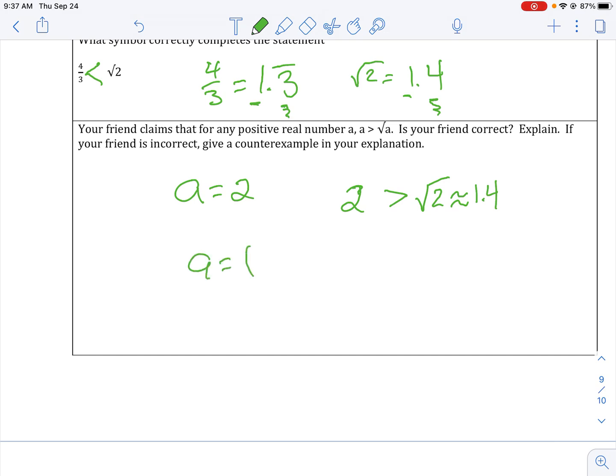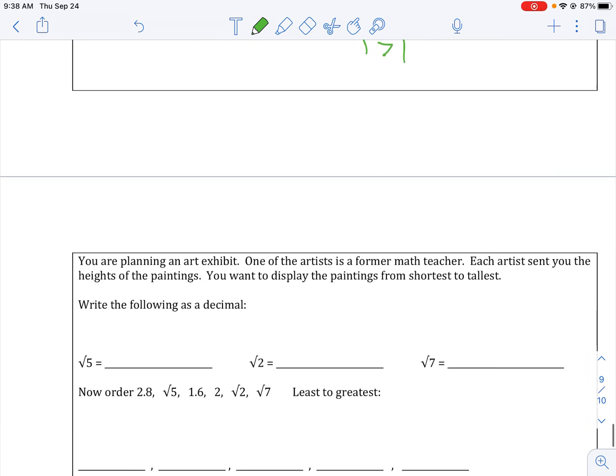Let's keep going. If a is 1, your friend would say 1 is greater than the square root of 1. Well, when you plug the square root of 1 into your calculator, you get 1. Is 1 greater than 1? No, 1 is equal to 1. Therefore, your friend is incorrect. So no, your friend is not correct.